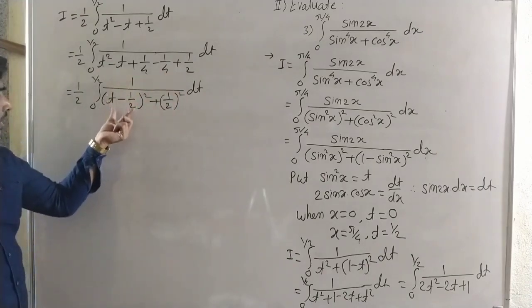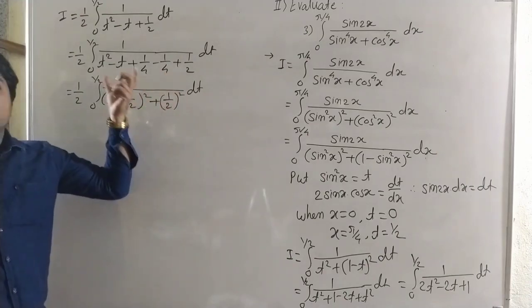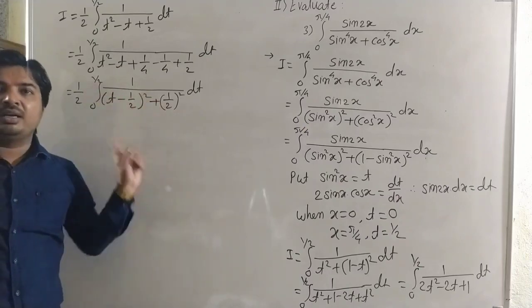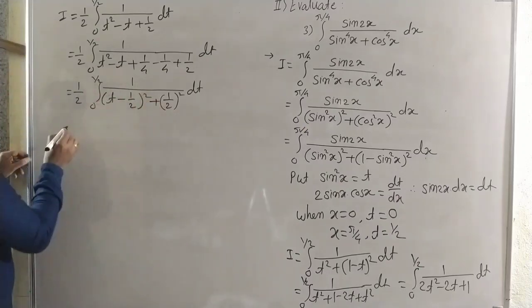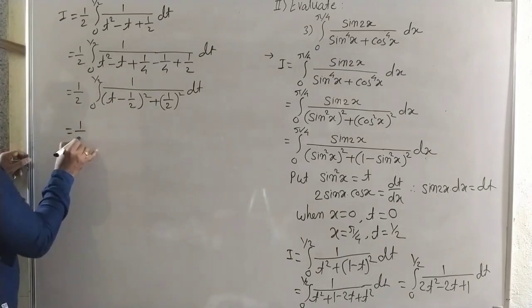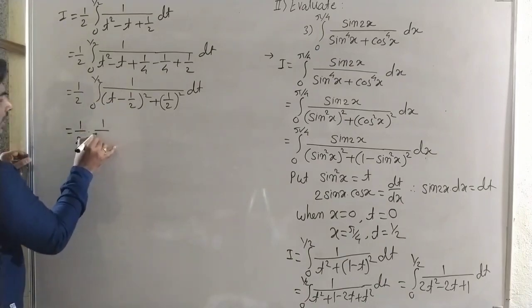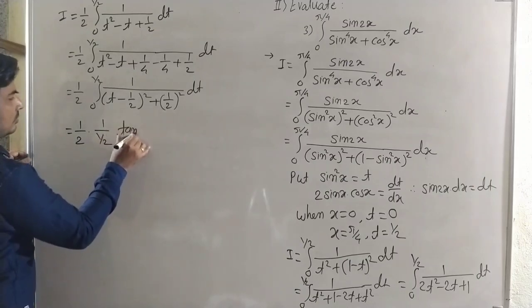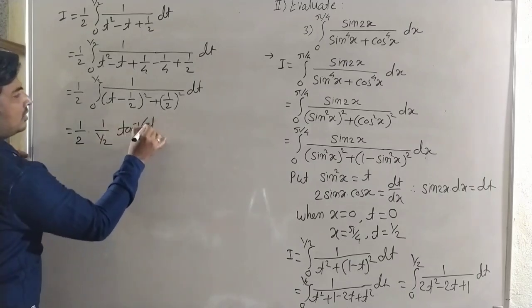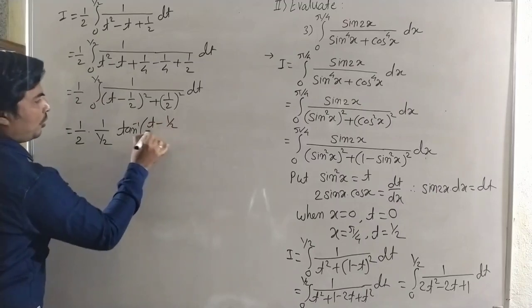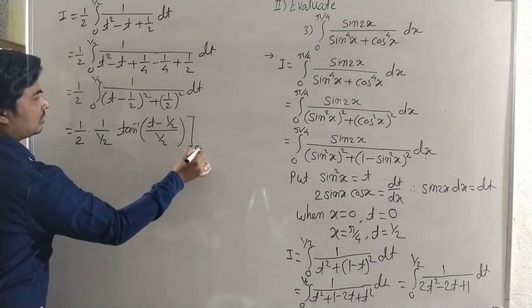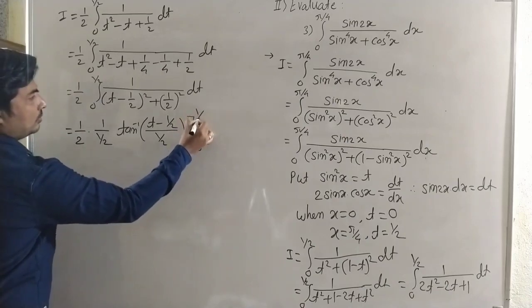Now it is 1 upon x square plus a square. It is a special integral: 1 upon x square plus a square is 1 by a tan inverse x by a. So the integral is 1 by 2 as it is, into 1 by a, tan inverse of x by a, that is (t minus 1 by 2) upon 1 by 2, with limit 0 to 1/2.